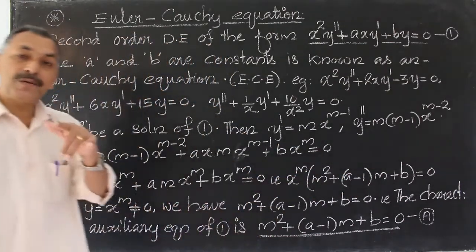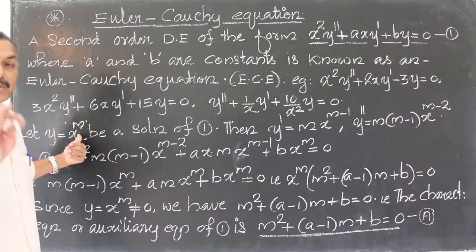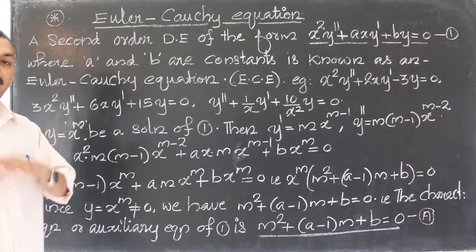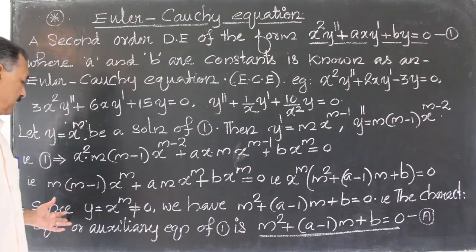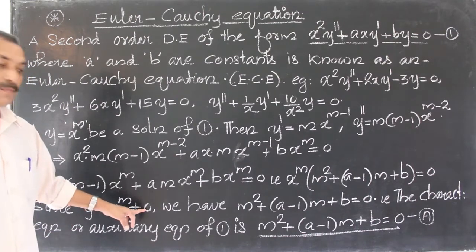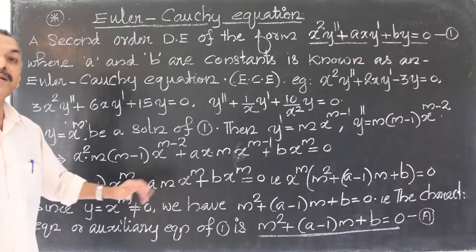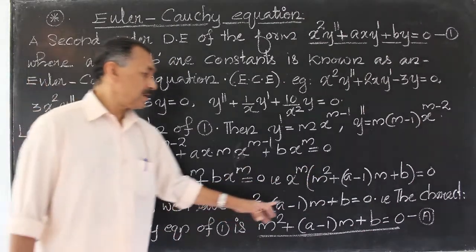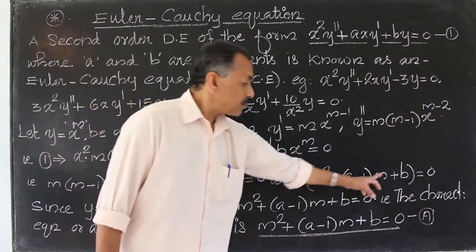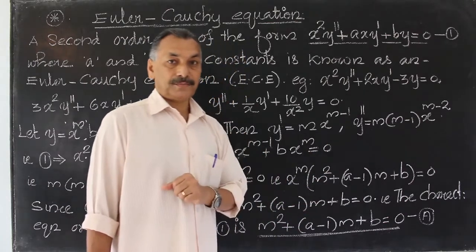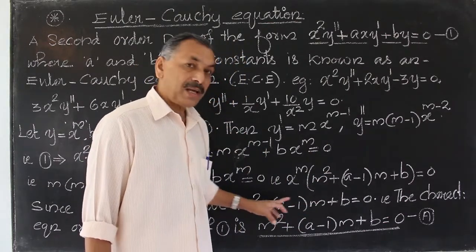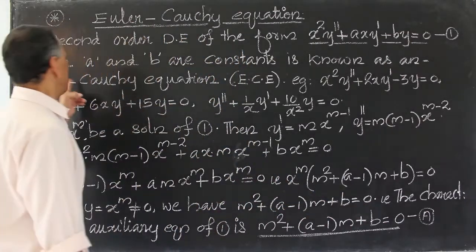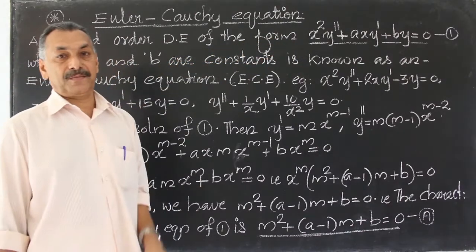Since y is equal to x raised to m is a non-zero solution, x raised to m is not equal to 0. Being a non-zero solution, it is not equal to 0. Therefore we have m squared plus a minus 1 into m plus b is equal to 0. Solving this for m gives the solution of the differential equation x raised to m.